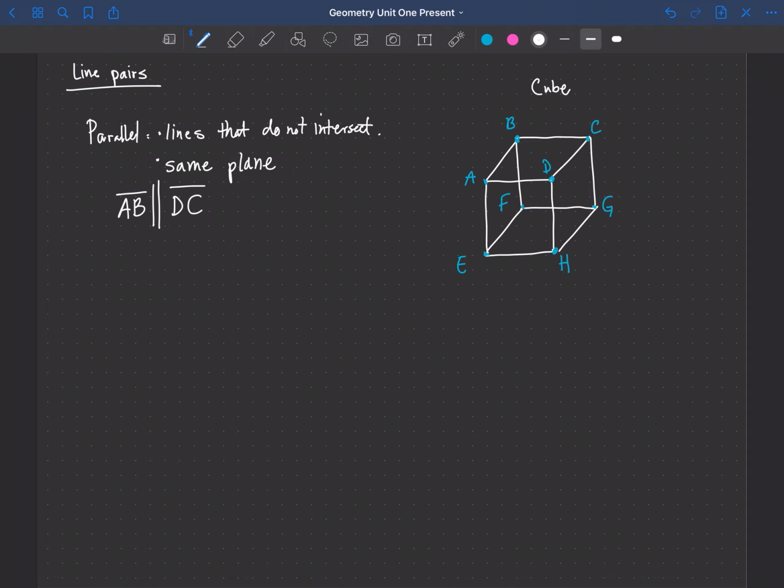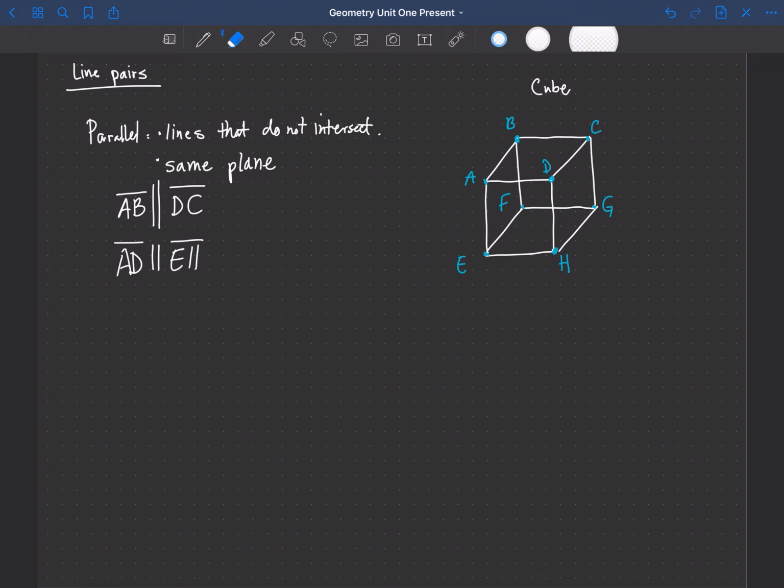Okay. Another example would be AD and EH. So those would also be parallel lines. So AD is parallel to EH. So you can actually have more than one line that is parallel to each other. It doesn't have to just be a pair. It can be maybe four.